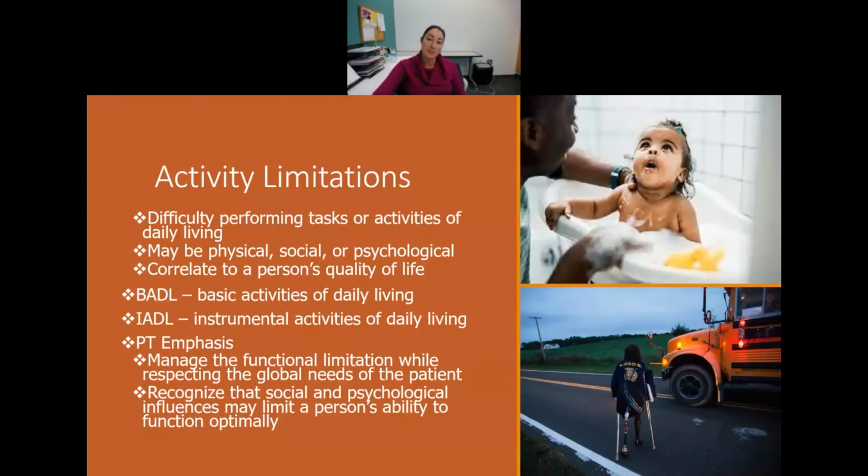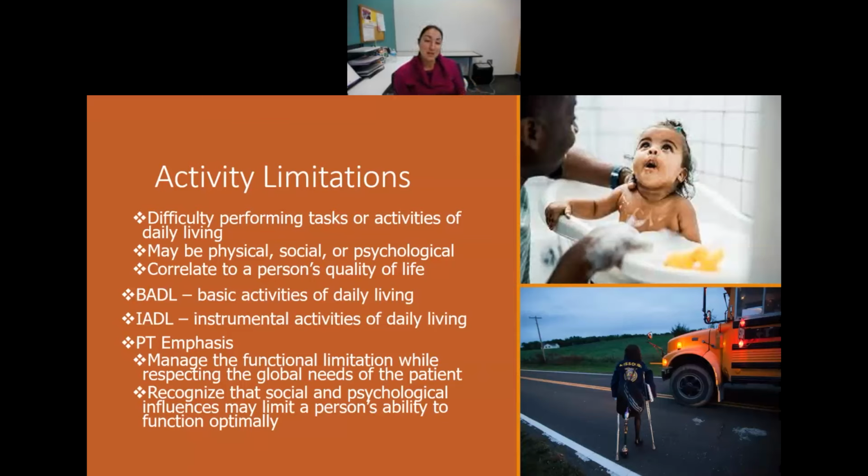Activity limitations, so difficulty performing tasks or activities of daily living. It could be physical, social, psychological, and it correlates to the person's quality of life. If somebody has significant damage and now they're not able to interact with their kids or their grandkids, that could have a huge impact, versus somebody else that could have maybe even a worse diagnosis or more limiting physical impairment. If they're still able to do those things that they love, it may not impact their life as much.